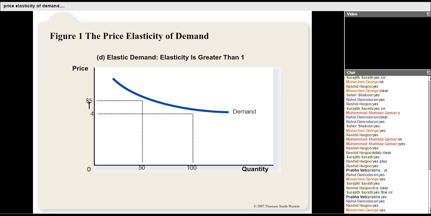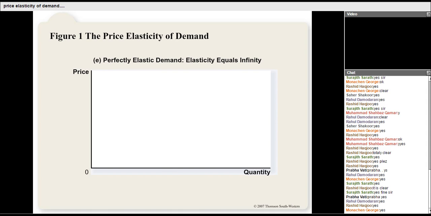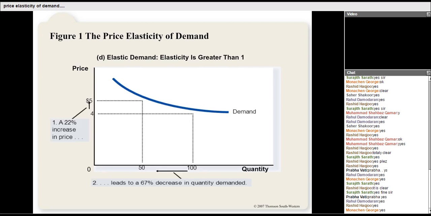Okay, next, please move slightly forward. See what happened in that case. One second. Now see what it says: a 22% increase in price leads to a 67% decrease in the quantity demanded.